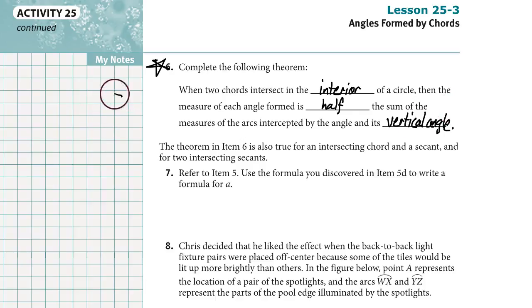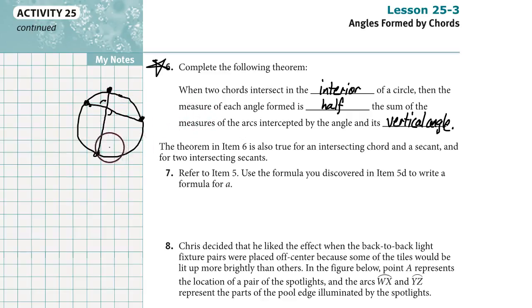Here's our example. Let's say there's a circle and two chords intersect inside that circle. Here's one of the chords, and then here's another one intersecting that first chord. This theorem is talking about the measure of the angles created when these chords intersect. For example, the measure of this angle and this angle, or the measure of this angle and this angle.